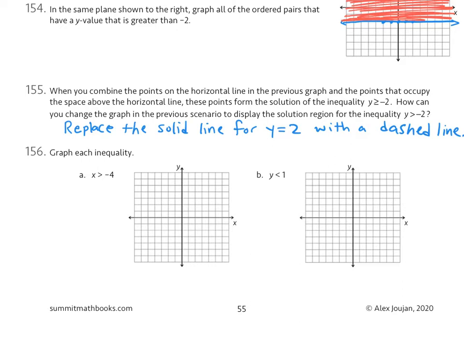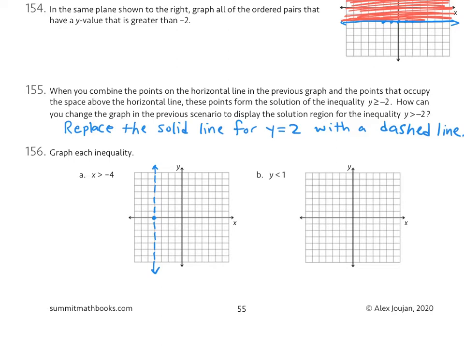156. Graph each inequality. Part A, x is greater than -4. Let's find the points for which x is equal to -4, but we don't want to include that because there is no line underneath this inequality symbol. So we will imagine where that line is by going to an x value of -4 and then going up from there with a dashed line and down from there with a dashed line. I can put arrows to show it continues in both directions.